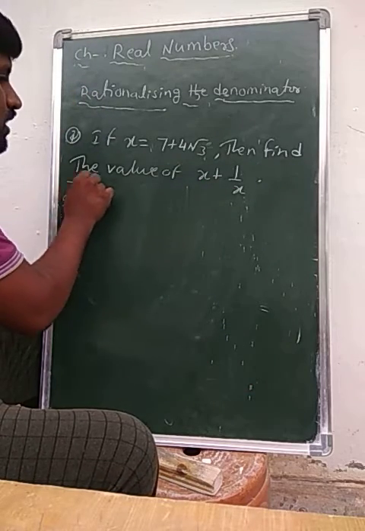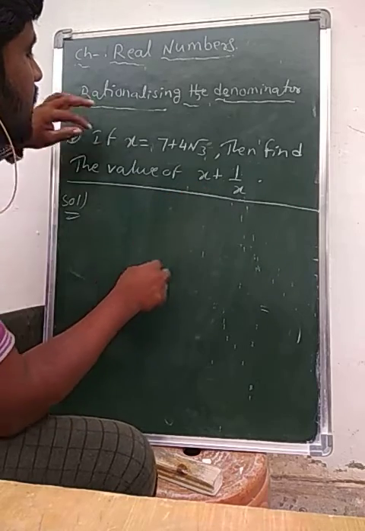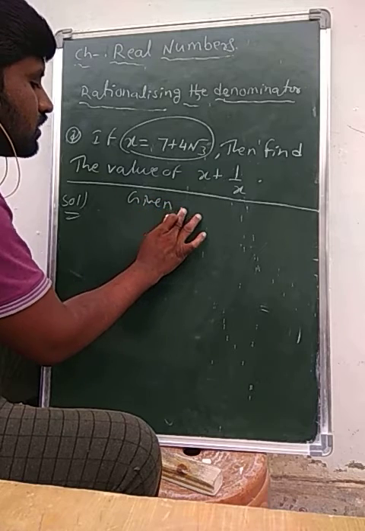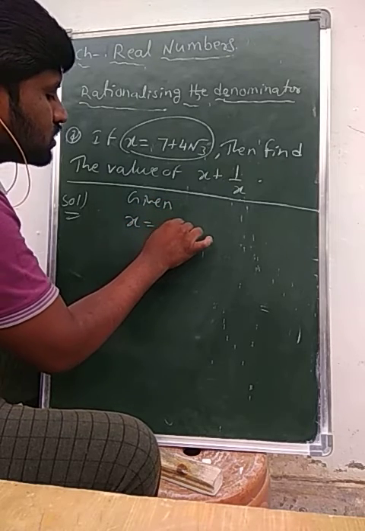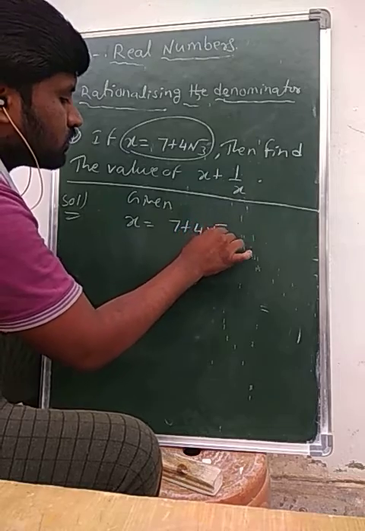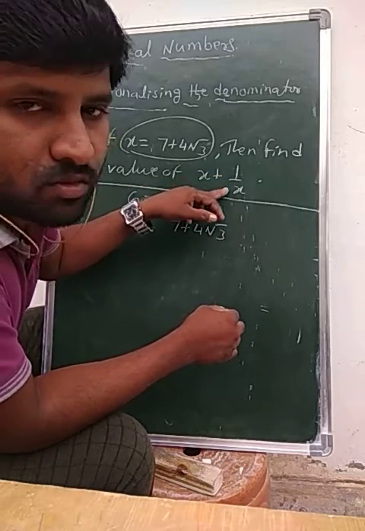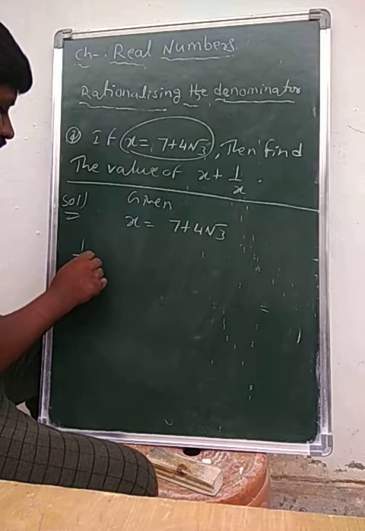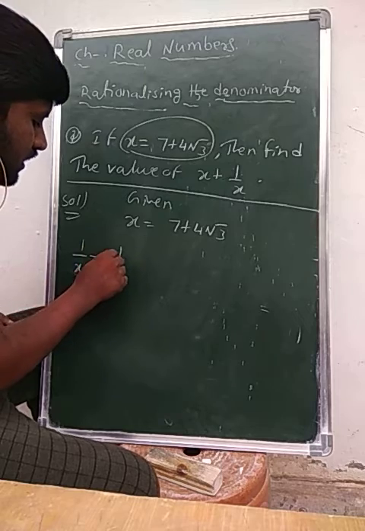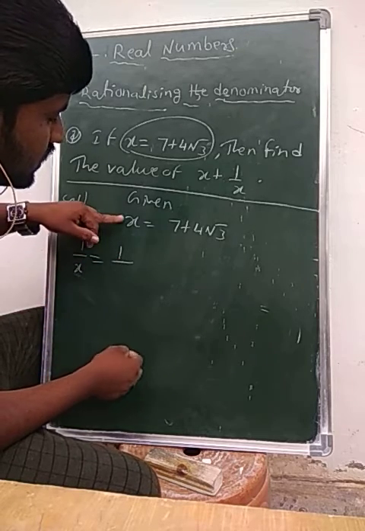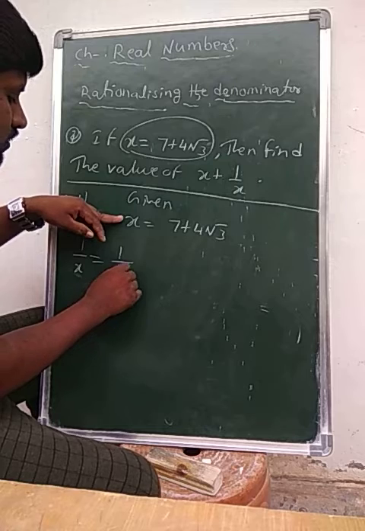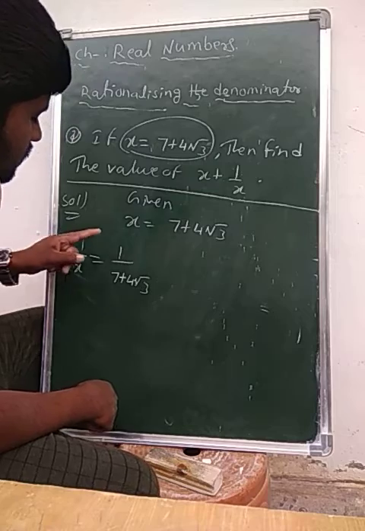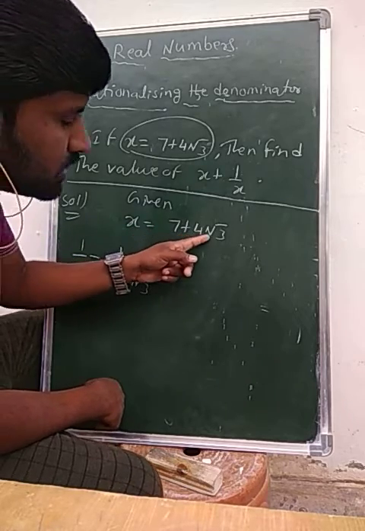Now see its solution. Already we know the value of x, that is already given: x is equal to 7 plus 4 root 3. Now I want the 1 by x value. So 1 by x is equal to 1, I am writing 1 only, and x is the given value, 7 plus 4 root 3. Is it clear? 1 means 1, x is the given 7 plus 4 root 3.